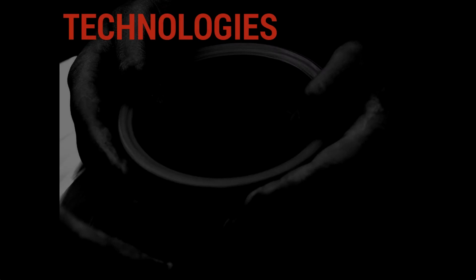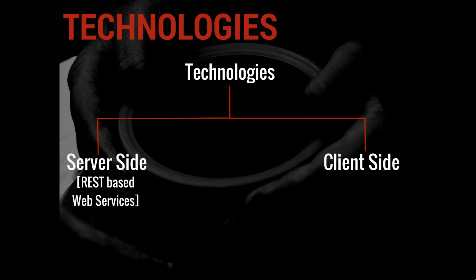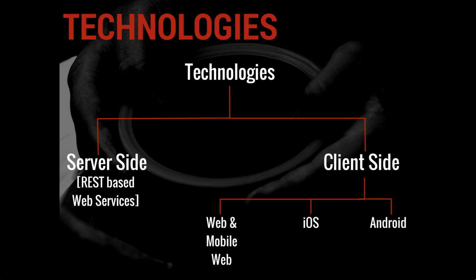Let's start with the technologies and platforms first. On the server side, most of the work we do is with respect to building and exposing REST-based web service APIs. We'll cover both the language and the web frameworks we use for this purpose, along with the databases that we work with. As regards the client side, we build both web and mobile apps. And on the mobile front, we build mobile web, native, and hybrid apps on the iOS and Android platforms.